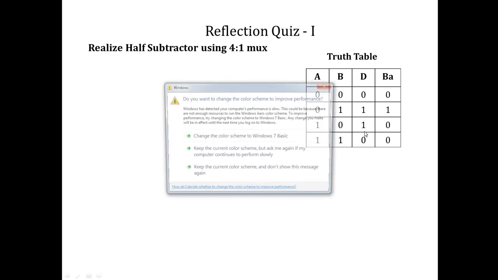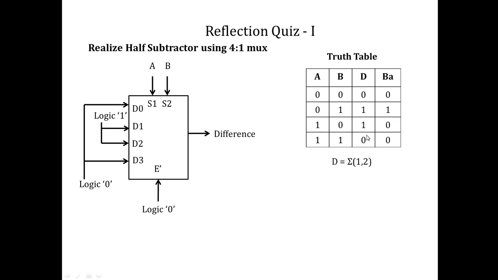So for example, the solution will be as follows. The truth table is: for 0 0, difference is 0 and borrow will be 0. For 0 1, difference will be 1, borrow will be 1. For 1 0, difference is 1, borrow will be 0. For 1 1, difference is 0 and borrow will be 0. Based on this, my output diagram will be as such. In this case, we have given D0 and D3 to logical 0, D1 and D2 to logical 1. Based on the select pins, we will get the difference output.